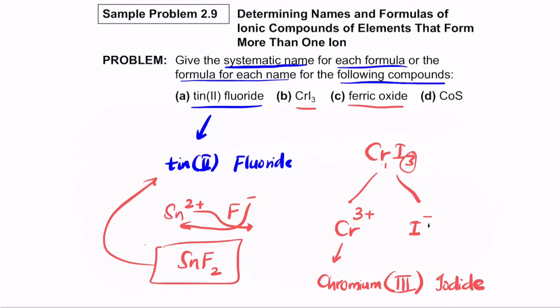Now try the same for ferric oxide and cobalt sulfide. So for your ease, cobalt sulfide. When you take cobalt sulfide, cobalt is an ion that is 2 plus, and here is 2 minus. So now try to name the structure.